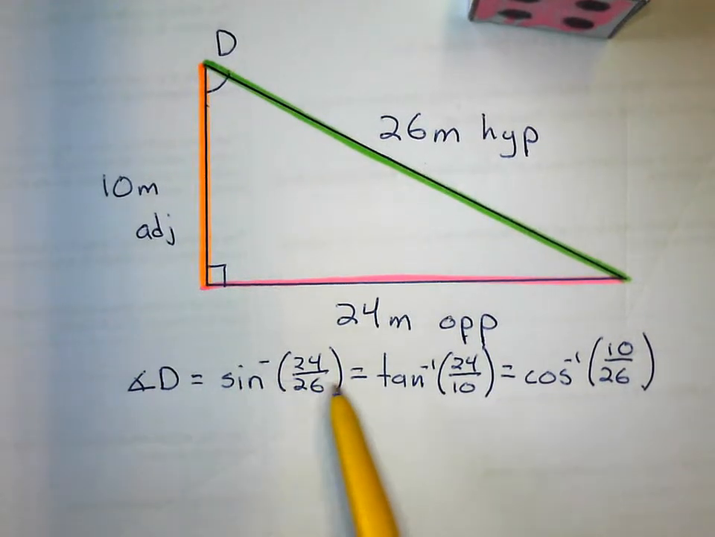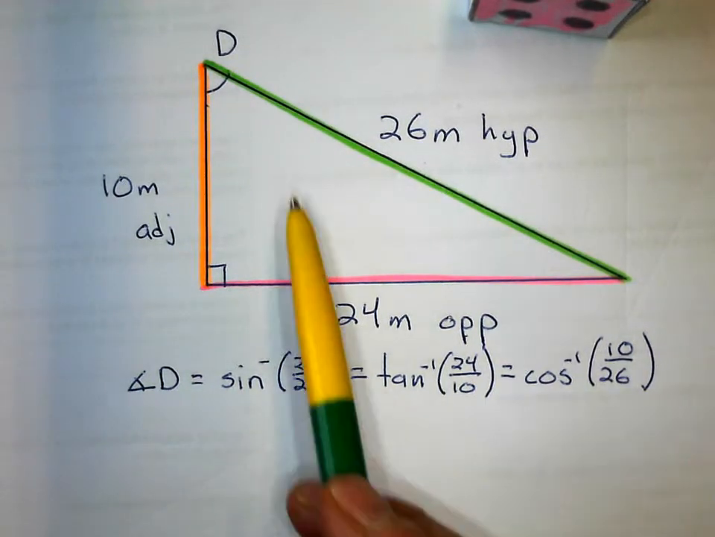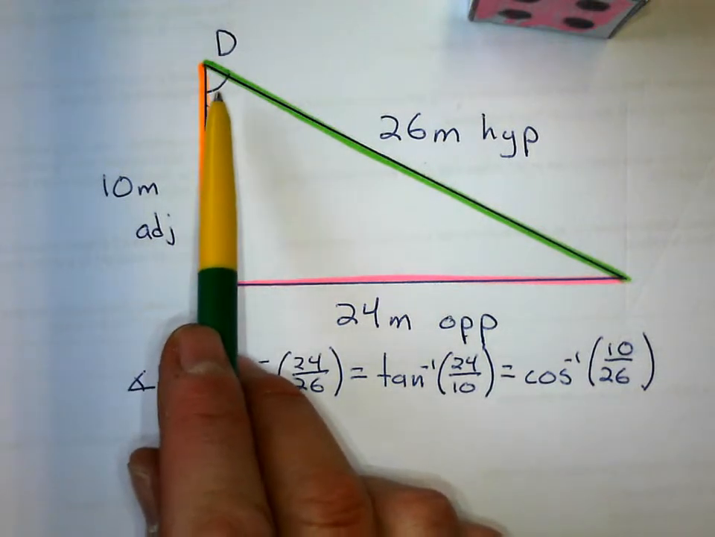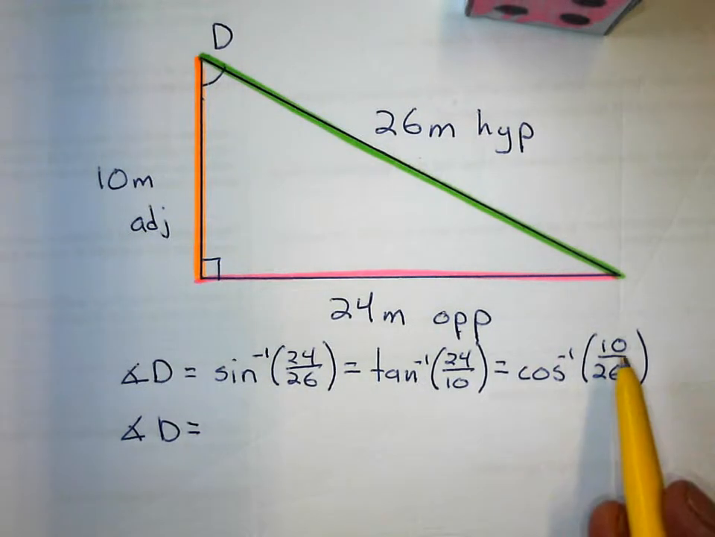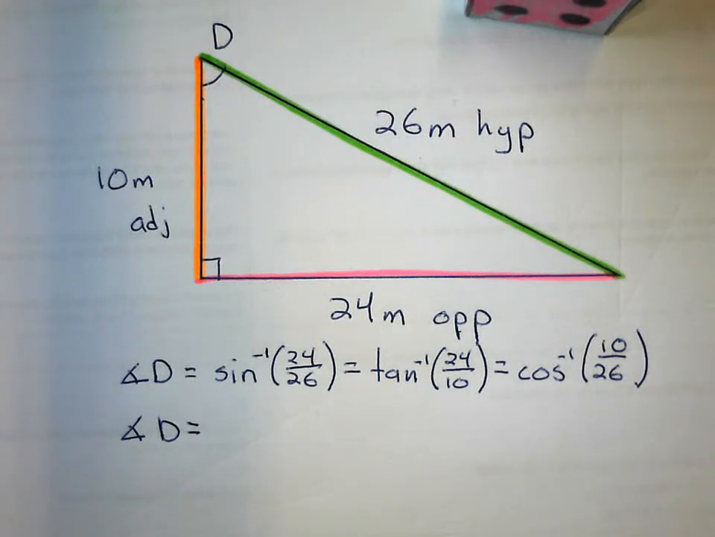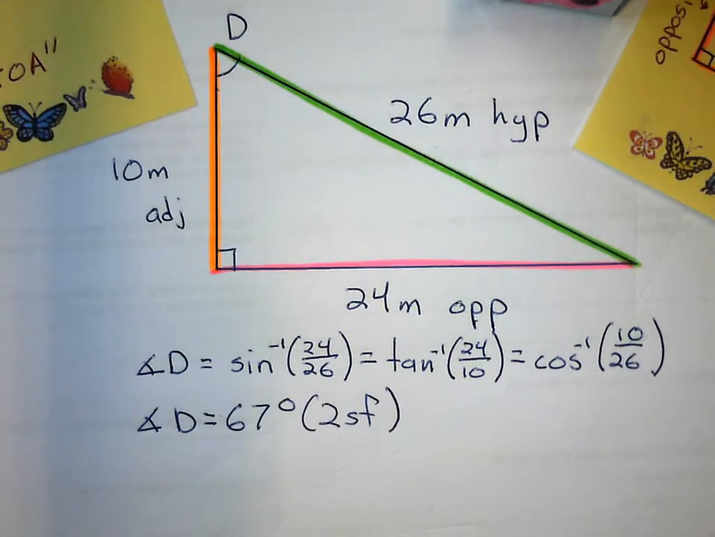All of these values equal the same thing, because that angle is not changing and it's not moving. So a good thing to do is practice all of them. This should be a negative 1. Put all these into the calculator, and we'll get the same thing every time. And we all get 67 degrees, of course.